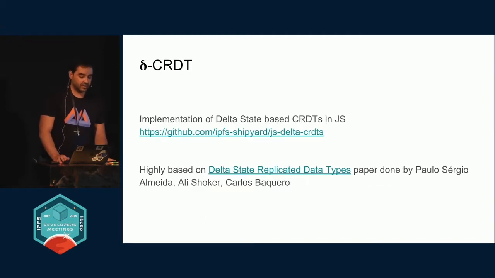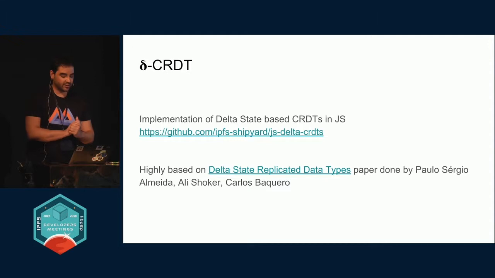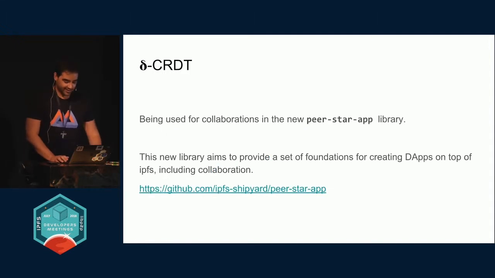So we made an implementation, actually Pedro Teixeira made an implementation of Delta CRDTs in JavaScript. It's on that repo over there. And it was highly based on the work done in this paper, Delta State Replicated Data Types, by Paulo Sergio Almeida, Ali Shoker, and Carlos Baquero. I think I pronounced that correctly.